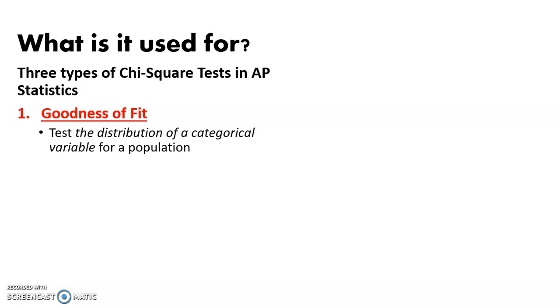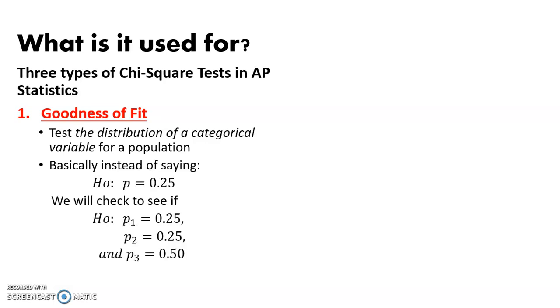This is when you know all the percentages for this categorical data. Basically, instead of saying, I think that the proportion of successes is 25%, we're going to say, I think that here are the proportions for everything. So instead of talking about one proportion, we're talking about the distribution of all of them. Like, what would the pie chart look like? What would all of these proportions be?